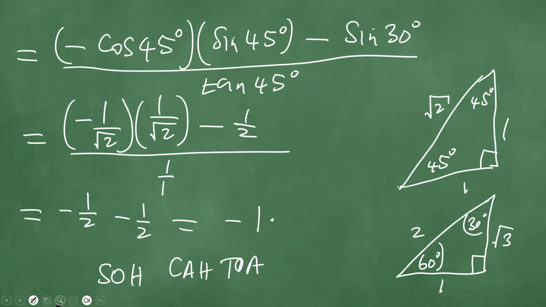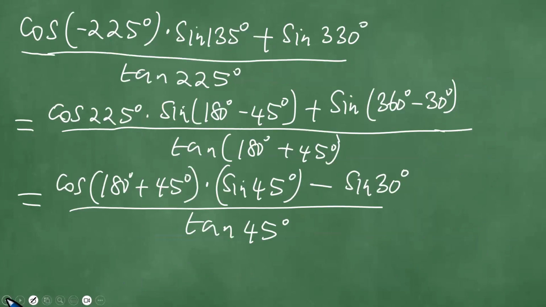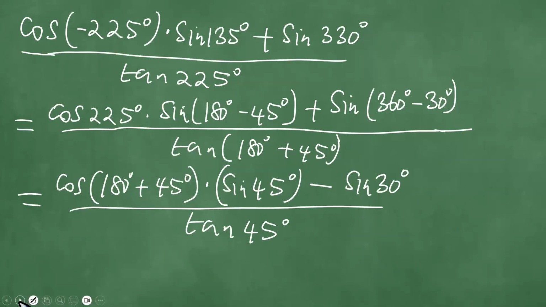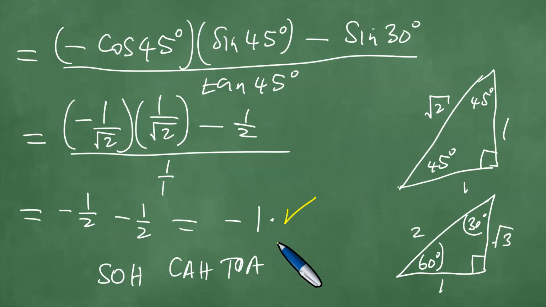So obviously we need to note what we had to do here, because we were given this particular expression to simplify without using a calculator: cosine of minus 225 degrees times the sine of 135 degrees plus the sine of 330 degrees, all divided by the tangent of 225 degrees. We have simplified it and we have minus 1. Next question.